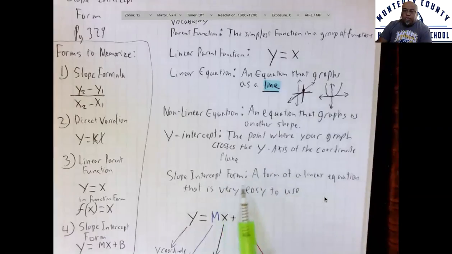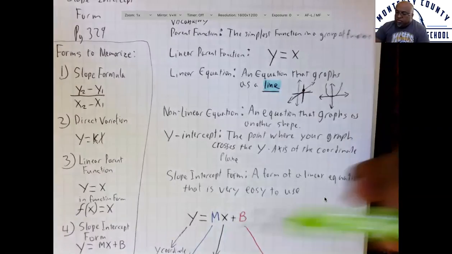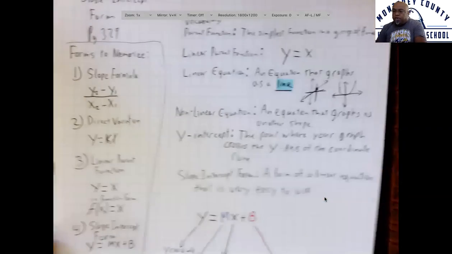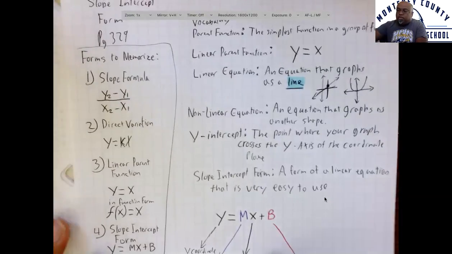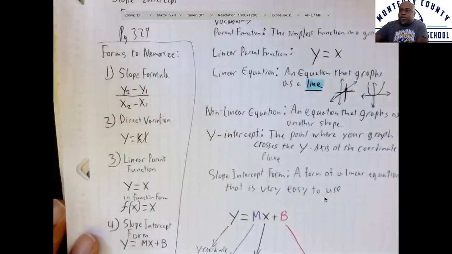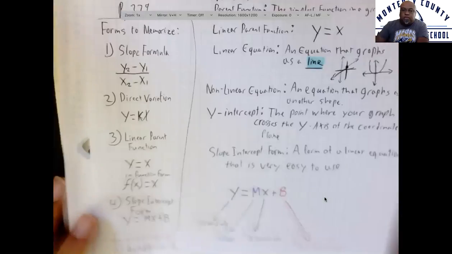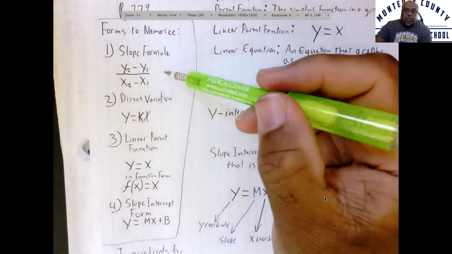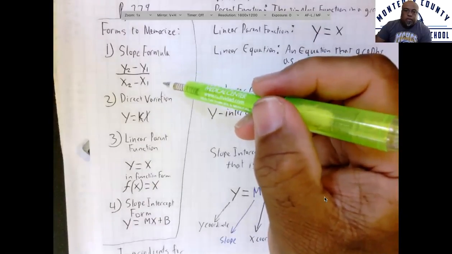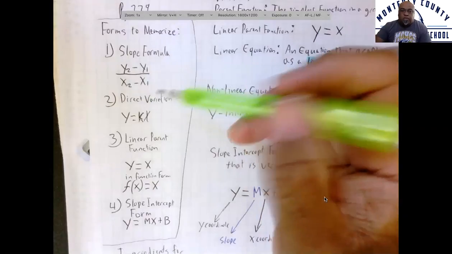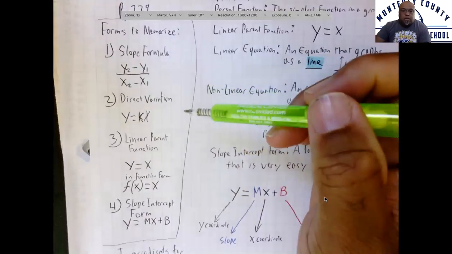The slope-intercept form is a form of a linear equation that is very easy to use, and it is y equals mx plus b. So be thinking about that for a second. I want to jump over here to the side, before I go into more detail on slope-intercept form. You may remember in the last video I told you that I want you to memorize some forms. Here are the first 4 forms I want you to memorize. The slope formula: y2 minus y1 divided by x2 minus x1. Of course, you solve the top and the bottom first, and then you can divide or write it as a fraction.